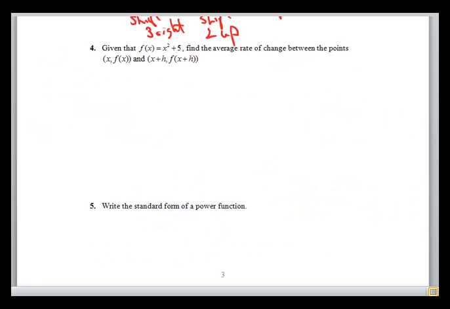Now this, number 4, average rate of change, this is an important thing that comes up pretty much on all the tests. Now what is the average rate of change? It's really just the slope of the secant line that connects 2 points on the graph.